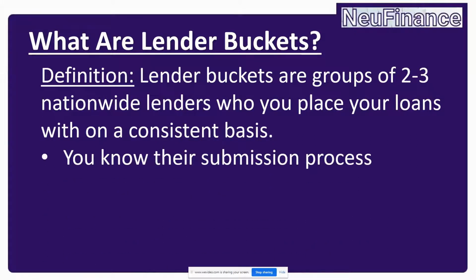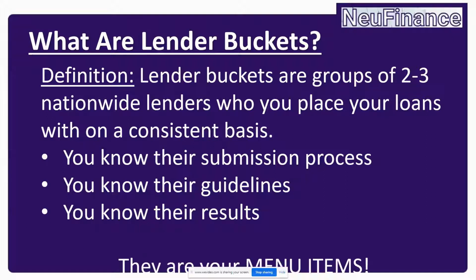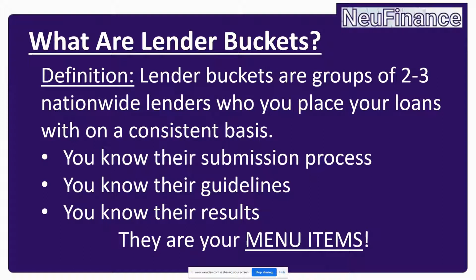So when you get a loan, you know the submission process of the lenders that are in your buckets. You know their guidelines, so you know them like the back of your hand. You know what questions to ask the borrowers, and you know the results. You know how the lenders in your lender buckets are going to produce. What kind of fruit are they bearing on their trees? Now, in essence, they are your menu items. So we're going to go over an analogy. We're going to play with the restaurant analogy through the rest of this section. So you'll see when we get into it.